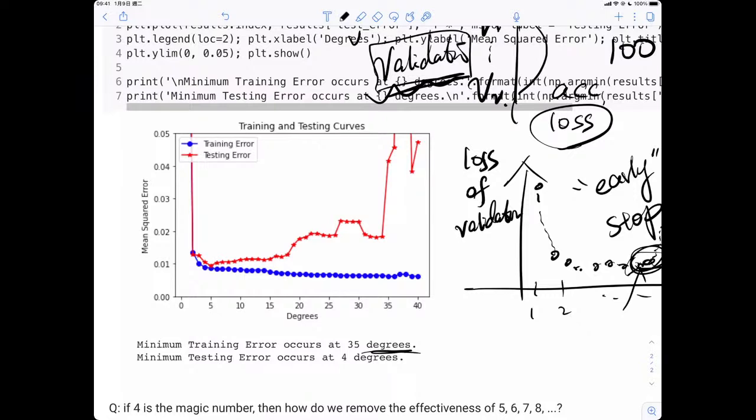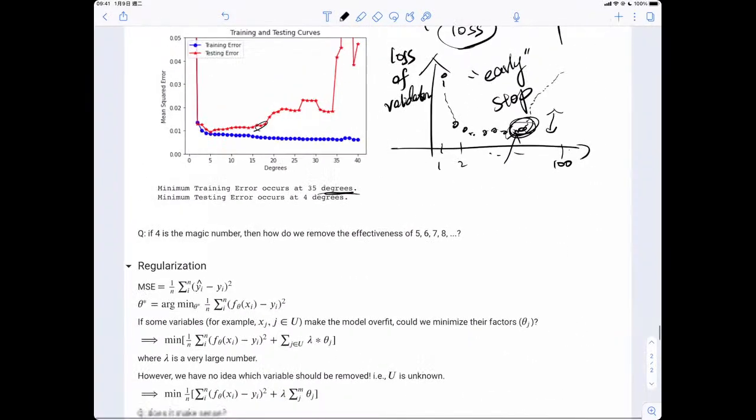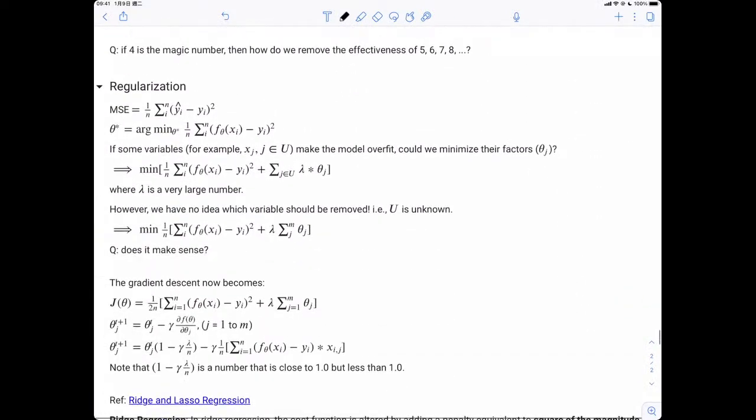Okay, so the result will be the same. Your training error will be less and less and less. That is because your model is overfitted. So sometimes you need another dataset to help you. You should not do training anymore. You should stop right here. That is good enough. I think that is enough.